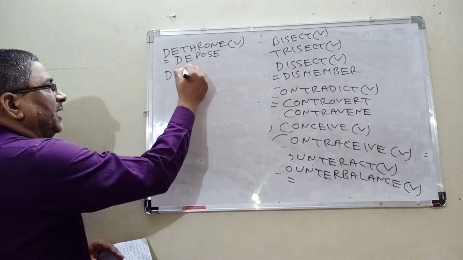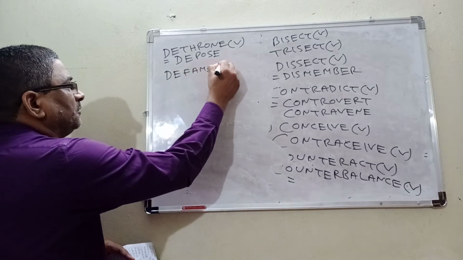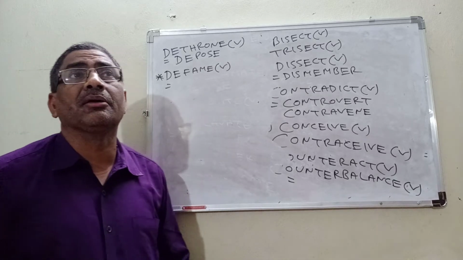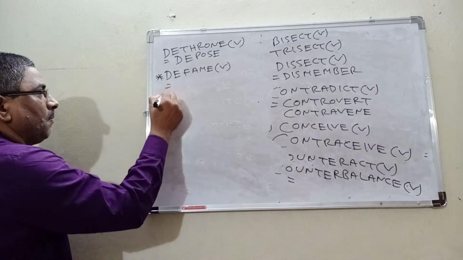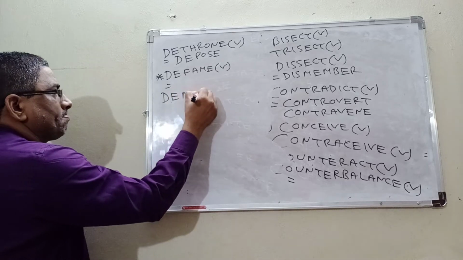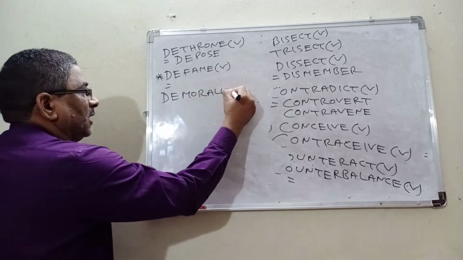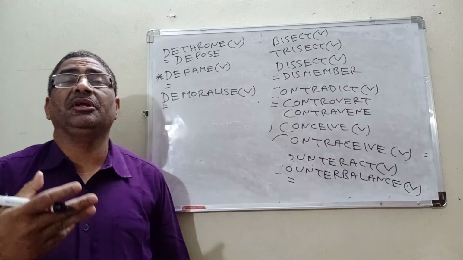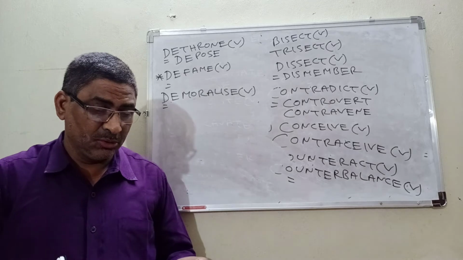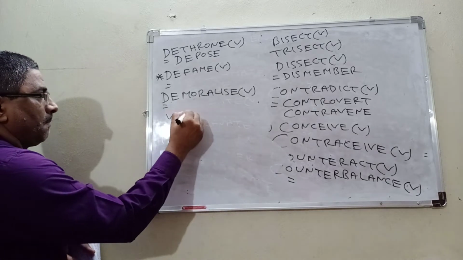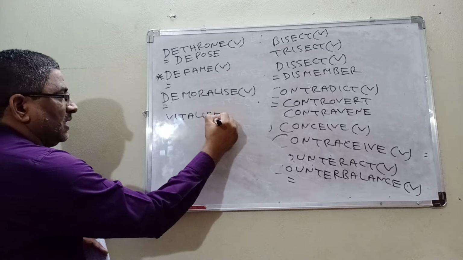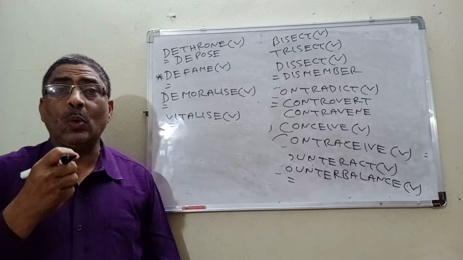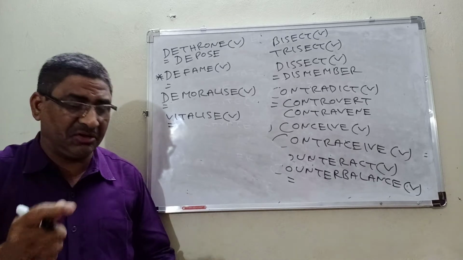Next, defame. We know the meaning of fame. Defame, excellent word of English language. Defame meaning is insult or shame. Demoralize, a wonderful word. We know the meaning of moral and ethical values. Demoralize meaning is to lose the moral values. Vitalize, vitality. Vitality meaning is strength and energy. Vitalize meaning is to improve strength and energy.